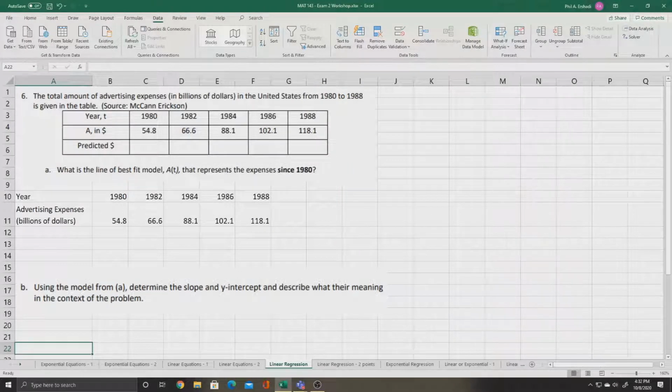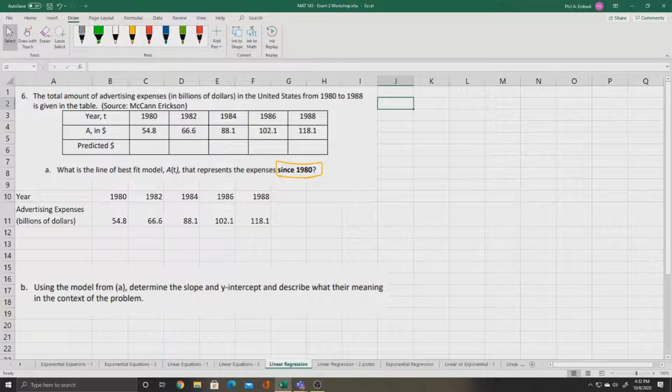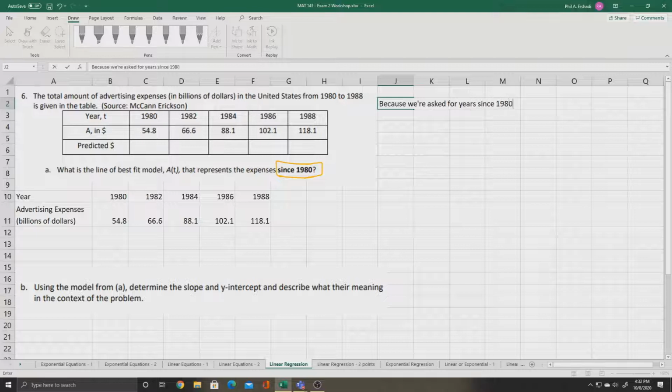All right, in this question, given the amount of advertising expenses in billions of dollars from 1980 to 1988, they're asking us for the line of best fit model that represents the expenses since 1980. Before you begin, I want to call your attention to this bold text that says since 1980. That is extra important.